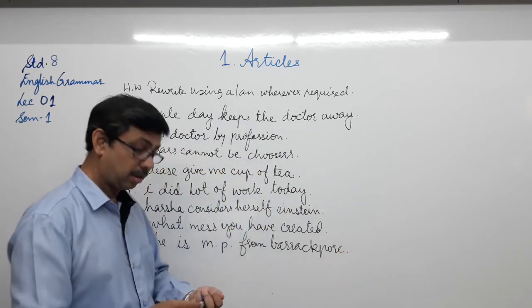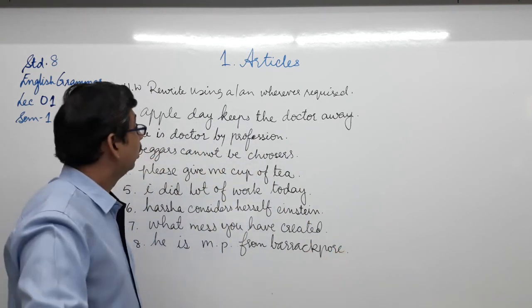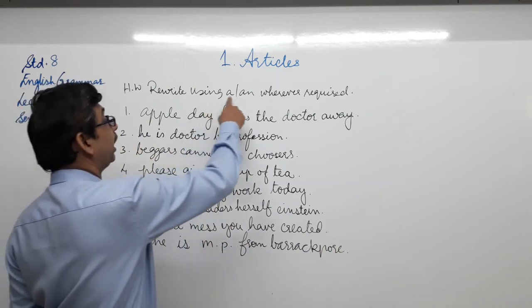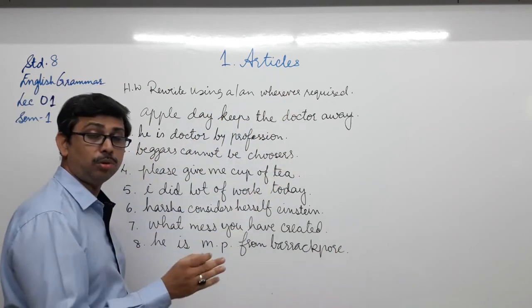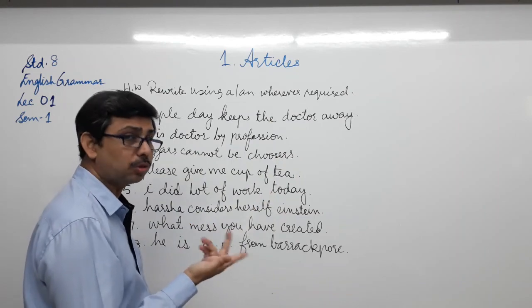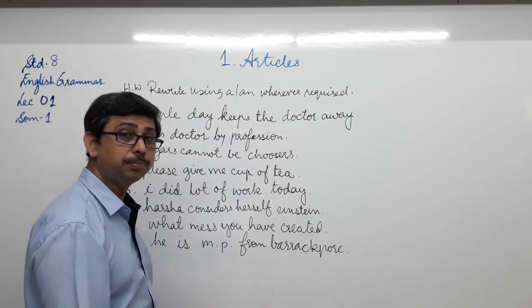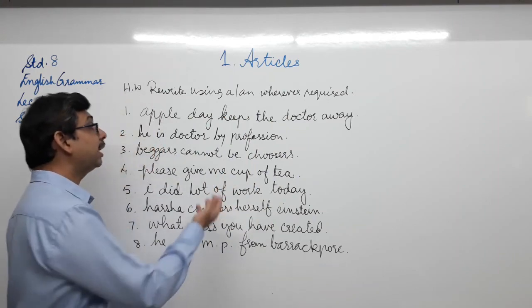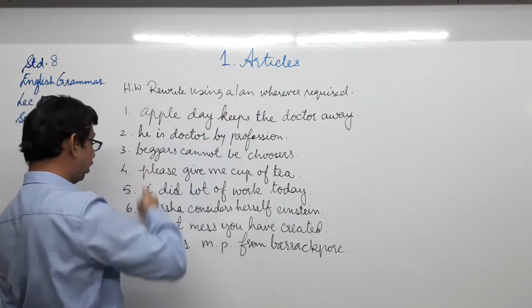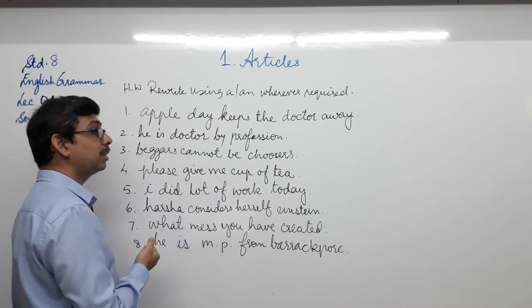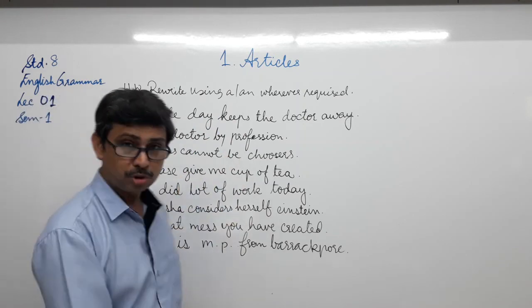These are 8 sentences that you need to rewrite by using a or an wherever required. So you may find a sentence where it is not required, so don't write it. Wherever you feel you need to add the article in the appropriate places, rewrite it by using a and an. And make use of capitalizations wherever required, and the other necessary changes.